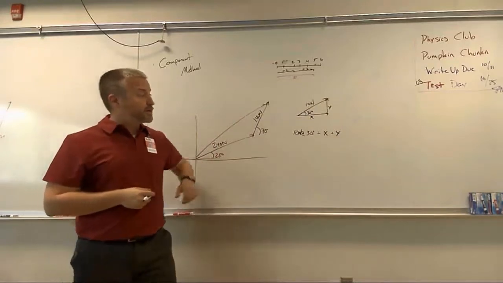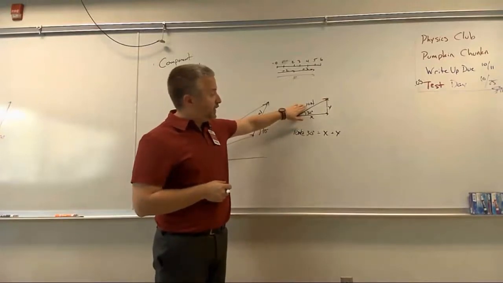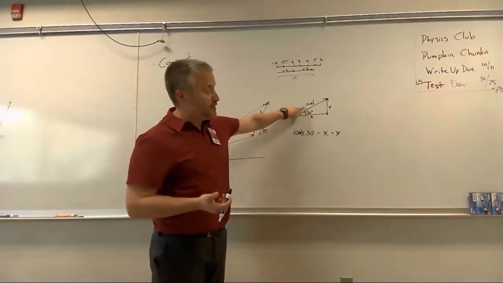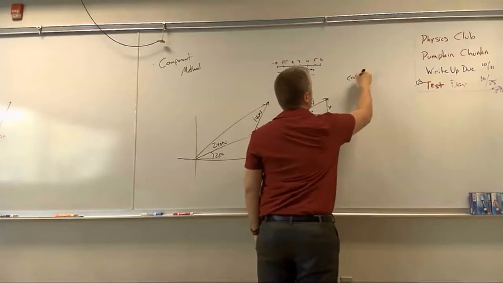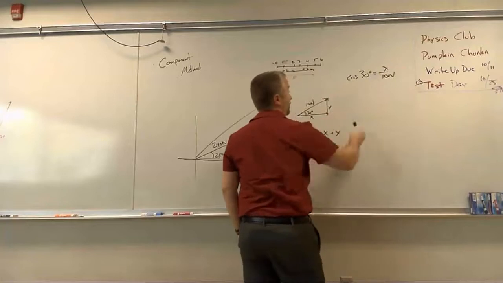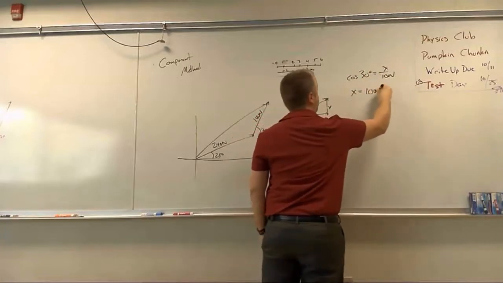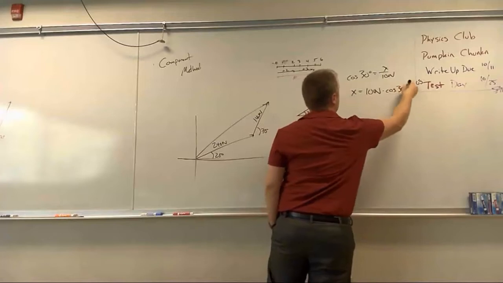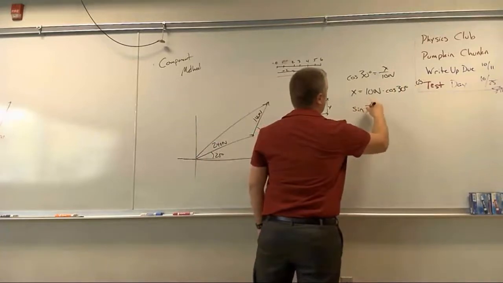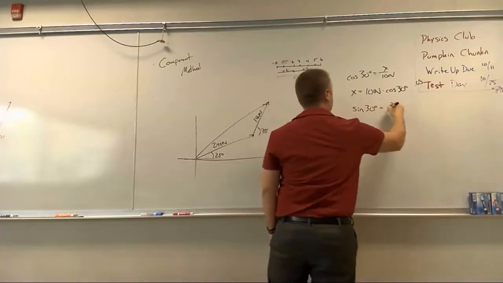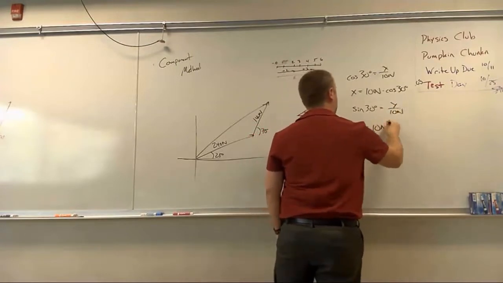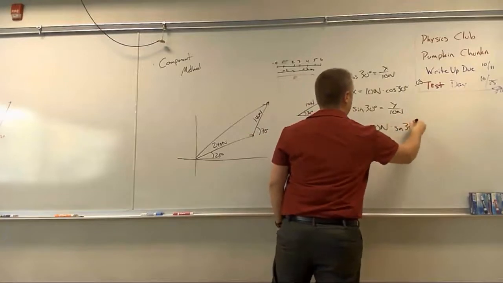So how do I get X? Well, here I have the magnitude of the vector and the angle, so I can just use trig, right? This is the adjacent, that's the hypotenuse. So cosine of 30 degrees is equal to adjacent x over hypotenuse 10 newtons. Do a little bit of algebra, and x is equal to 10 newtons times the cosine of 30 degrees. And then I can do the same thing for the y. The sine of 30 degrees is equal to the opposite, y, over the hypotenuse 10. Once again, just multiply that up there. So y equals 10 newtons times the sine of 30 degrees.